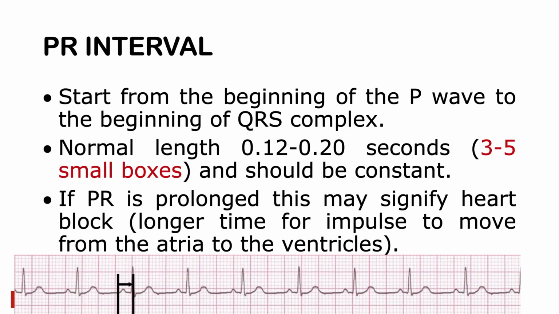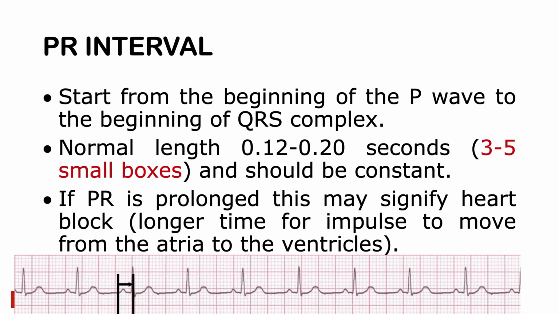The next thing is the PR interval, remember, which is from the beginning of the P wave to the beginning of the QRS complex. It should roughly be 0.12 to 0.2 seconds, so between 3 to 5 small boxes, and it should be constant. So if you look at this ECG at the bottom, the PR interval is constant. There are sometimes where your PR interval may increase. If your PR interval increases, it means that the impulse is taking longer to move from the atria to the ventricle. So there's some sort of heart block, the different degrees of heart block that I'll talk about in a separate lecture. First degree, second degree, and third degree.